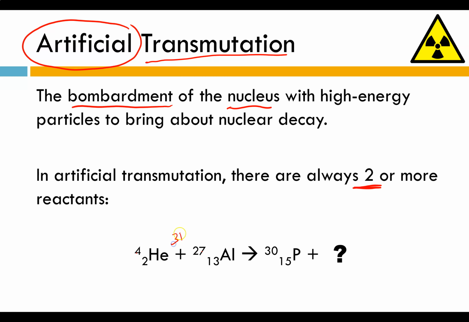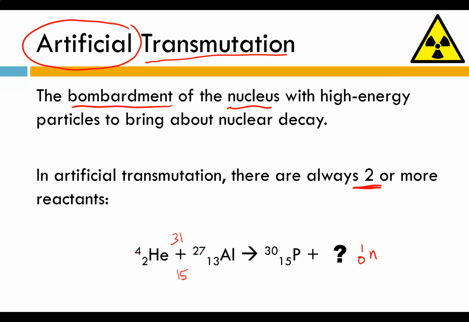4 plus 27 gives you 31. I already have a mass of 30 on the product side, so my unknown particle must have a mass of 1. 2 plus 13 is 15, which happens to be the same number of protons that I have on the product side already. So I must have no charge or no protons in my missing particle. What do we know of that has no charge and a mass of 1? It's a neutron. If you were struggling a little bit with that, don't forget, you can go back to reference table O and you can see different symbols, including the neutron, that will come up in some of our nuclear equations.